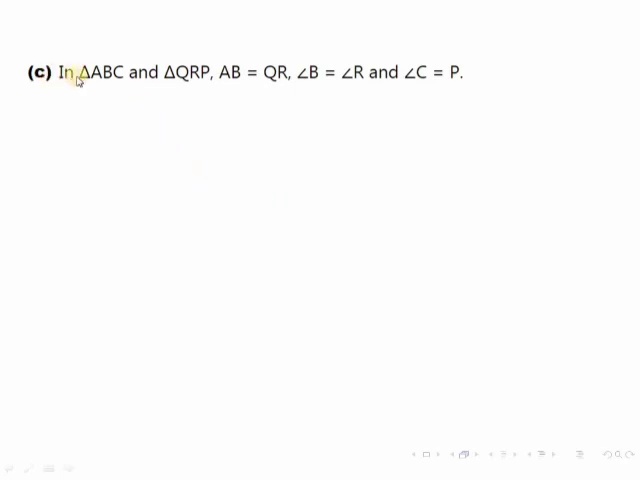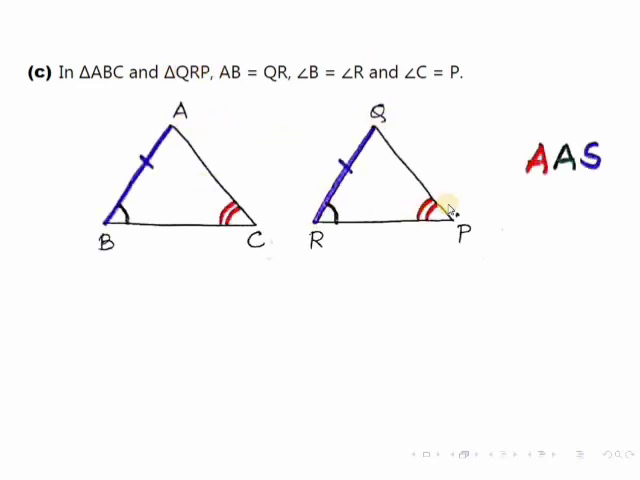So the next question says, in C, triangle ABC and QRP. Okay, so there are two triangles ABC and QRP, where AB is given to be equal to QR. Angle B is given to be equal to angle R. Okay, and another one is angle C is given to be equal to angle P. Now here, see, this S you see out here is after two angles, A, S, A, S, right? Okay, so that's why we say that these two triangles are congruent using the AAS criterion. I hope this thing is clear to you.